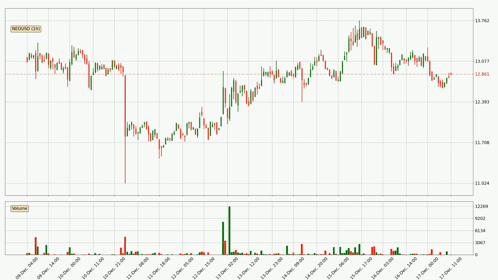Looking at the NEO hourly time frame, the price dipped down with around 3.5%, but then came quickly up again in the last 24 hours, with a current price of 12.9.